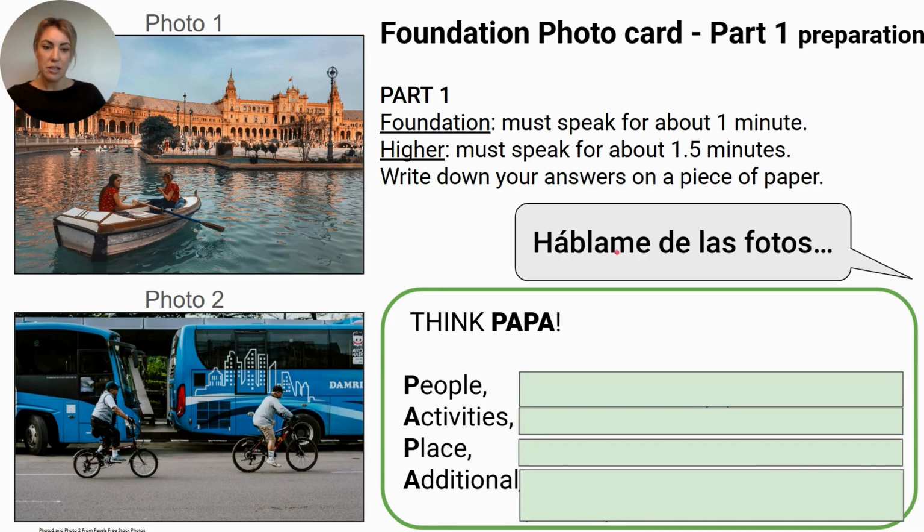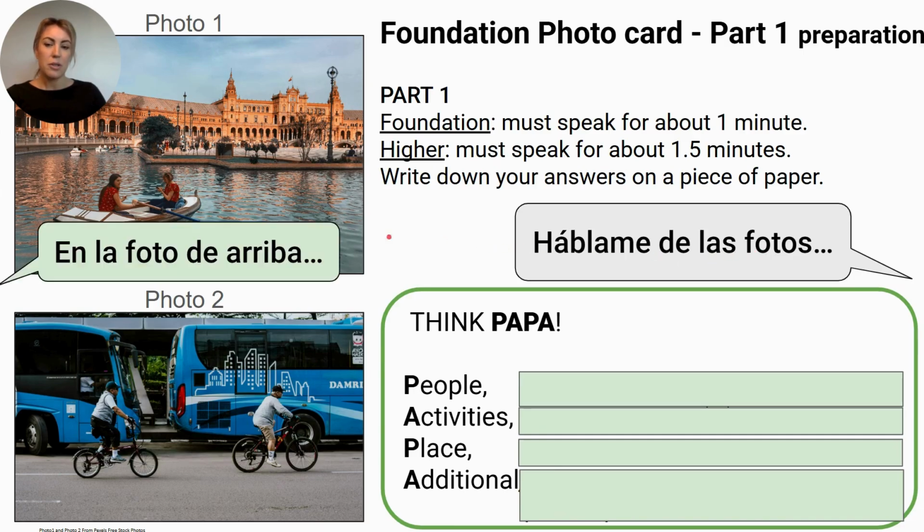Now, when your teacher says, háblame de las fotos, you need to describe your photo using en la foto de arriba and then the papa exam technique that we described in the previous video. If you haven't watched it, just go to the description box and watch that one first, because the exam skills for this part of the exam are explained really well there. Now, if you're ready to do the preparation for this photo card, you're going to grab a piece of paper and pen, and write down immediately en la foto de arriba, and then follow the papa exam technique.